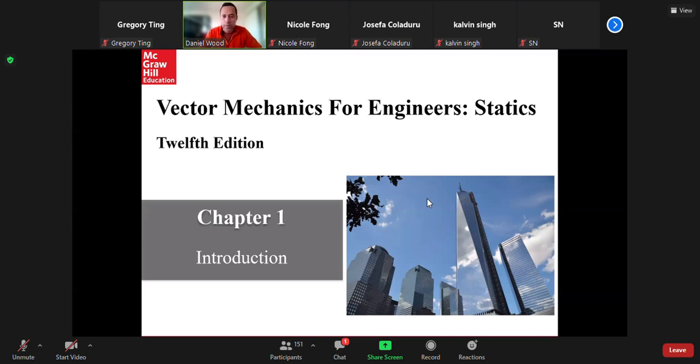Now, remember, this course is primarily concerned with statics. When we're talking about statics, we're talking about things that are stationary or things which are moving, but at constant velocity. Therefore, there's zero acceleration. So just remember that and be mindful of that.